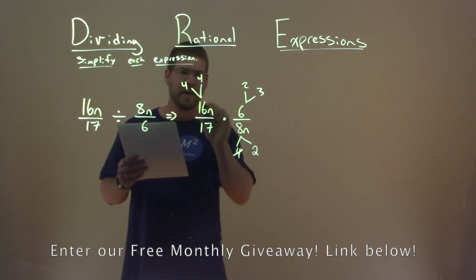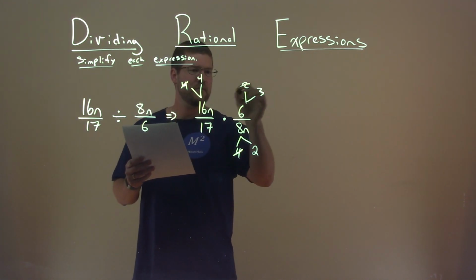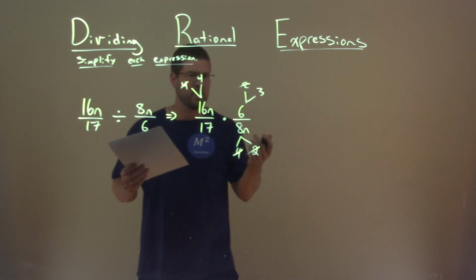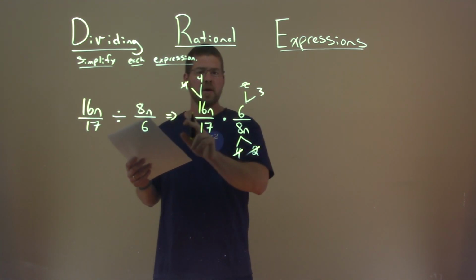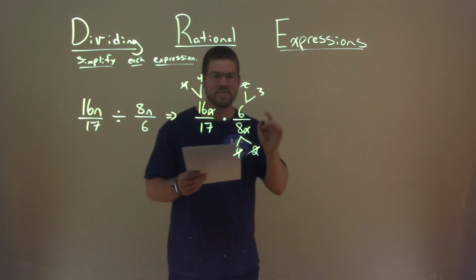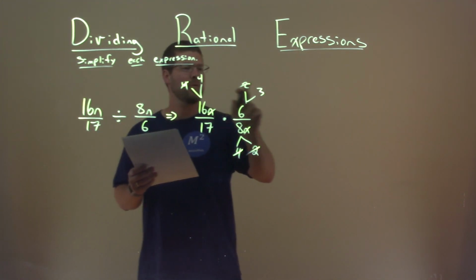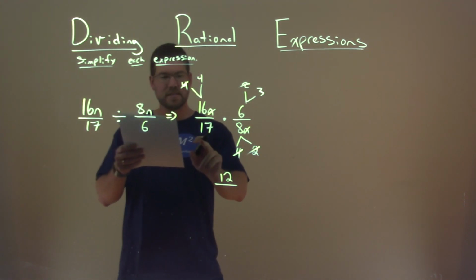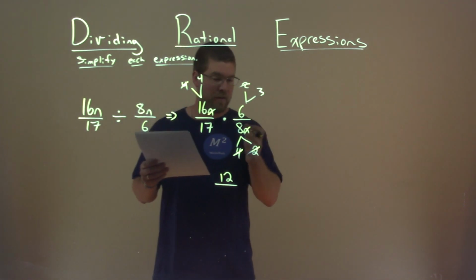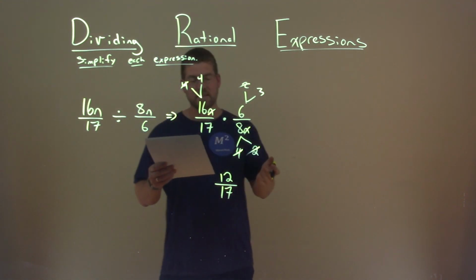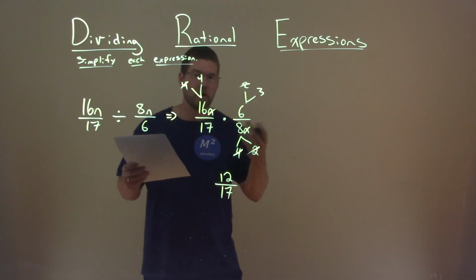This 4 cancels out with this 4. This 2 cancels out with this 2. And what are we left with now? So across we have the numerator, I almost forgot the n and the n here, they cancel each other out. So in the numerator, we have 4 times 3, which is 12. The denominator, 17 times nothing. Everything else got eliminated, so it's just 17. And that's it. 12 over 17 is our final answer.